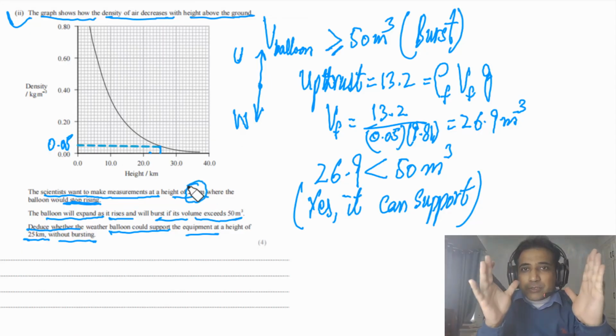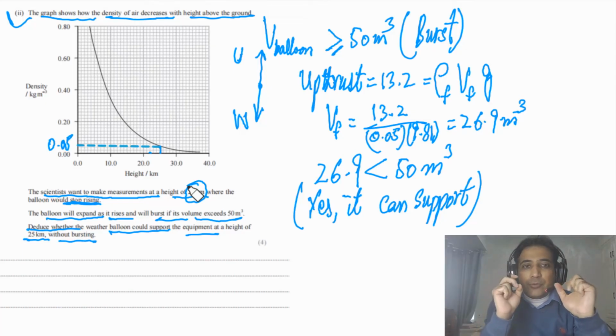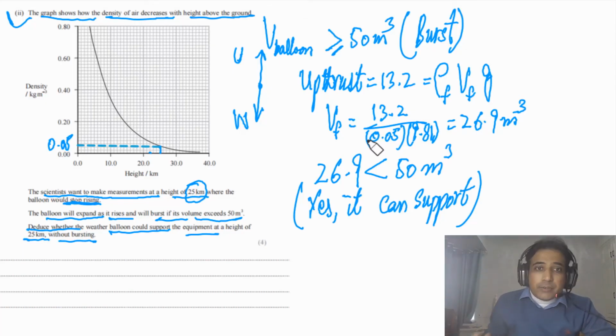A practical question, beautiful question. I hope this one is clear to you. This question has 4 marks. So if you have written these points, you will get 4 marks.